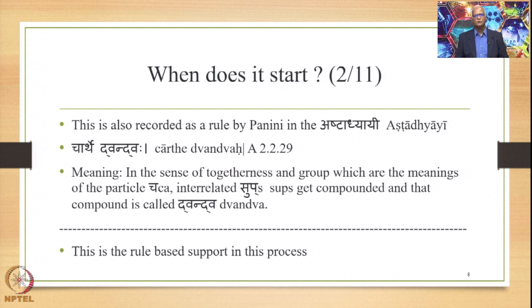The Sutra Charthe Dvandvaha is 2.2.29 in the Ashtadhyayi. What this sutra means is that in the sense of togetherness and also a group, which are the meanings of the particle cha, interrelated sups get compounded and that compound is called Dvandva compound. This sutra Charthe Dvandvaha is the rule-based support in this particular process of compounding of Ram and Lakshmana.